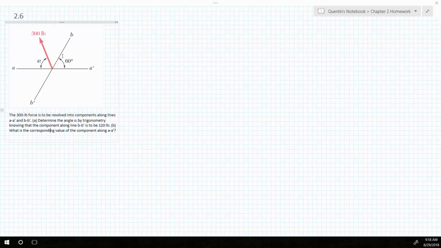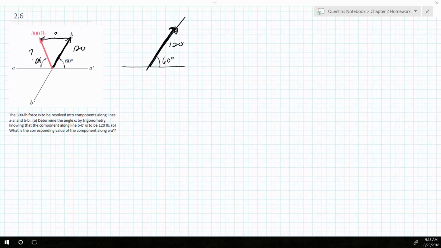So what are we talking about? We're saying that we know that 120 pounds is in this direction, some unknown amount is in that direction, and what is alpha? Okay, so let's look at this triangle a little more carefully. I'm going to come over here. Okay, so I have this 60 degree, and I have 120 in that direction. And I am going to put it a little more extreme because I know the answer. This is what we're looking for, alpha, and I know that this is 300.